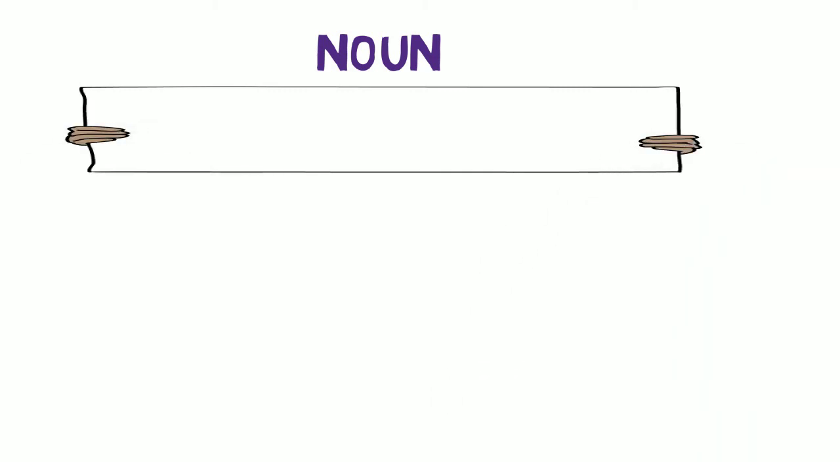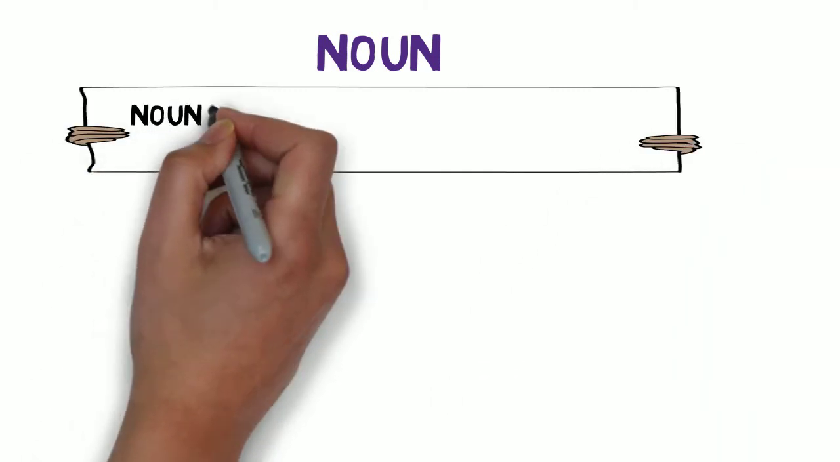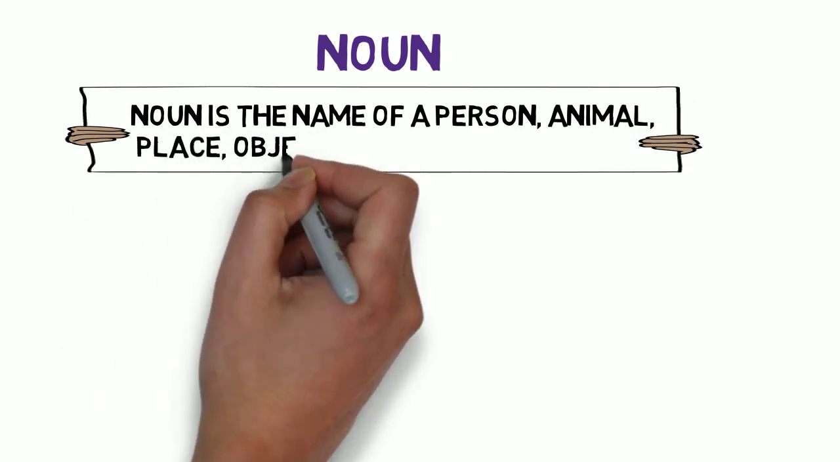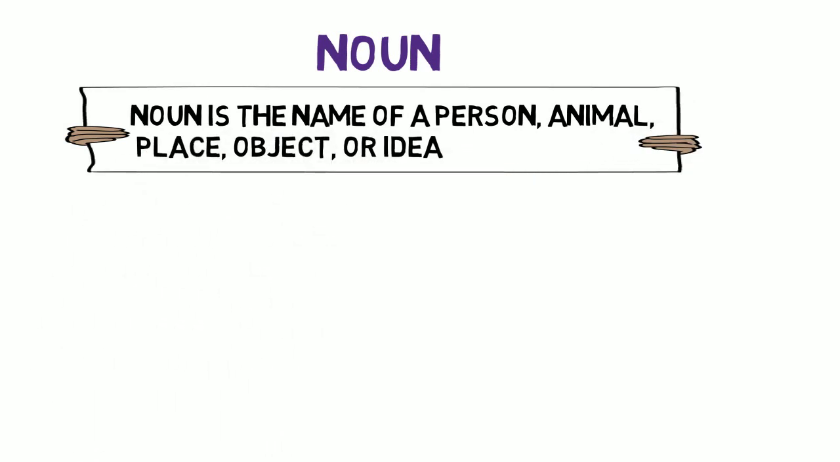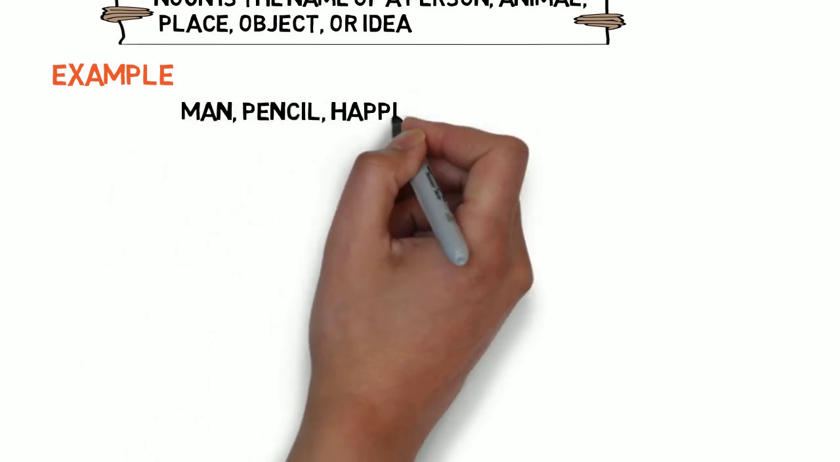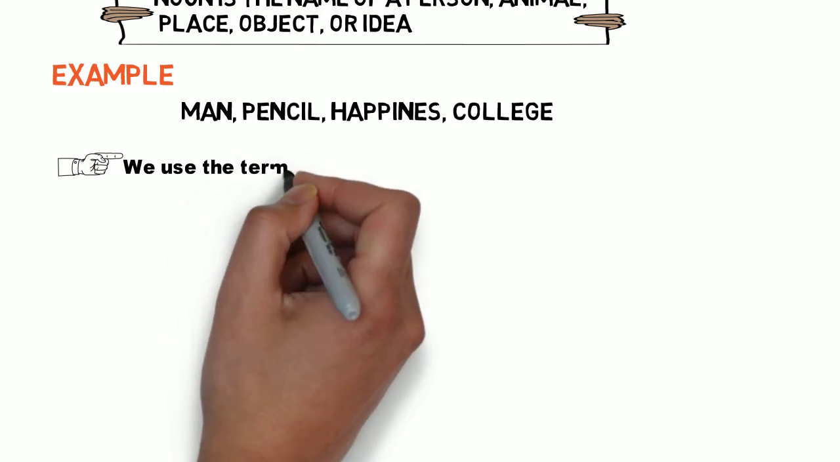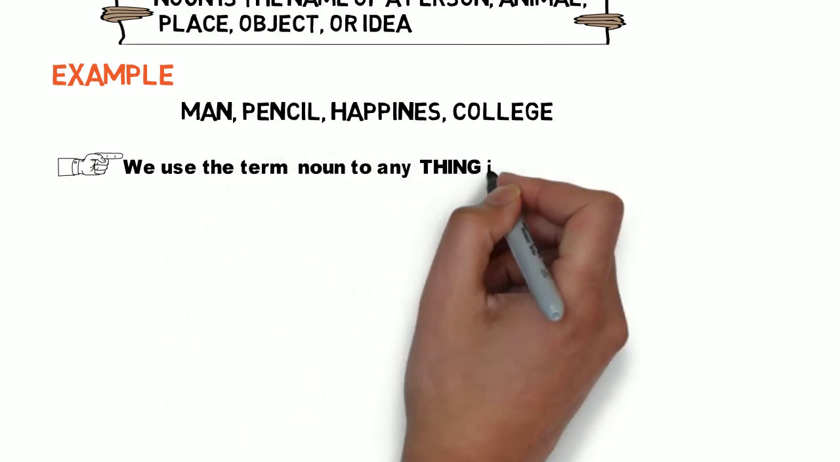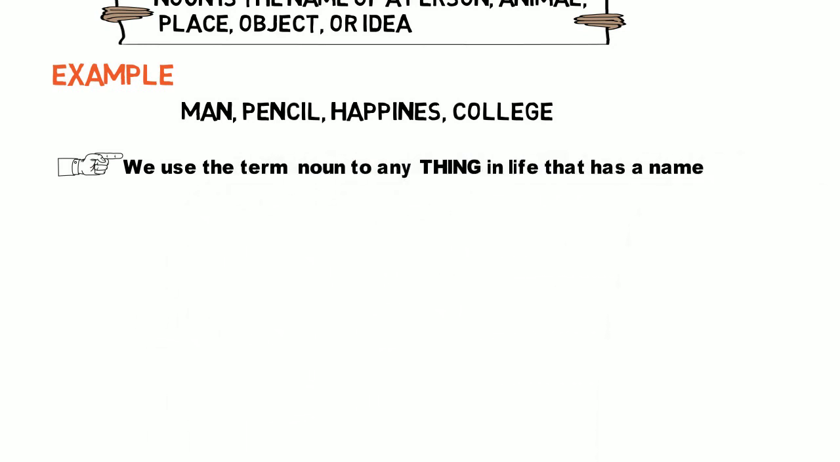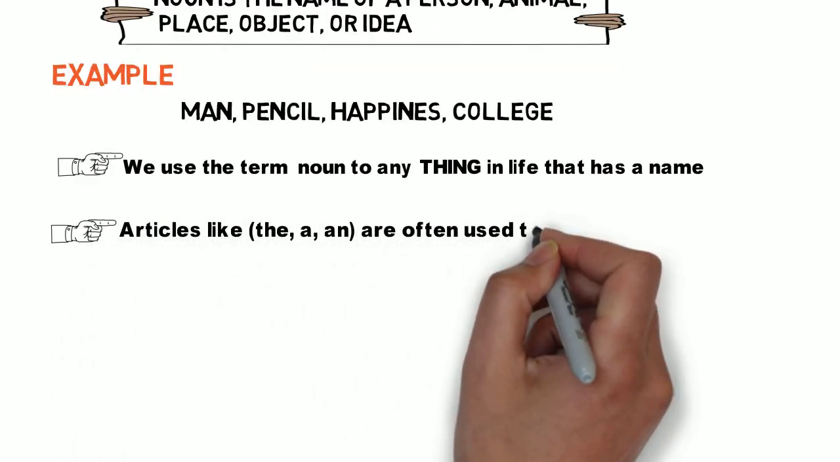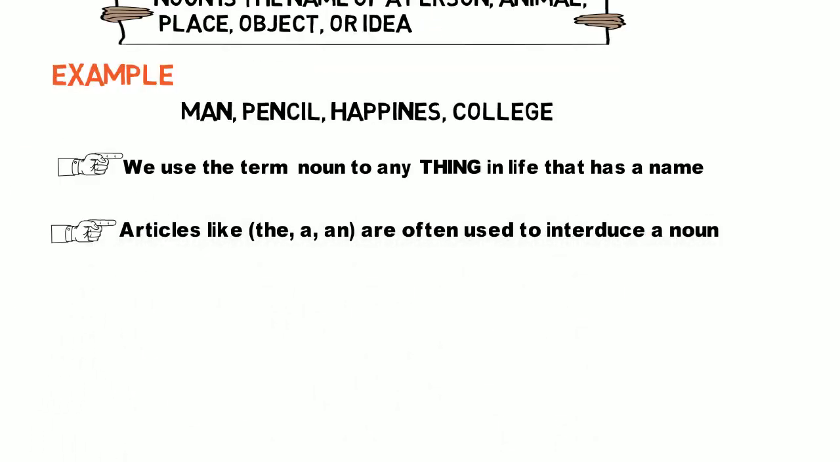So, what is a noun? Noun is the name of a person, animal, place, object, or an idea. For example, men, pencil, happiness, college, these are all nouns. We use the term noun to anything in life that has a name. Articles like the, a, and an are often used to introduce a noun.